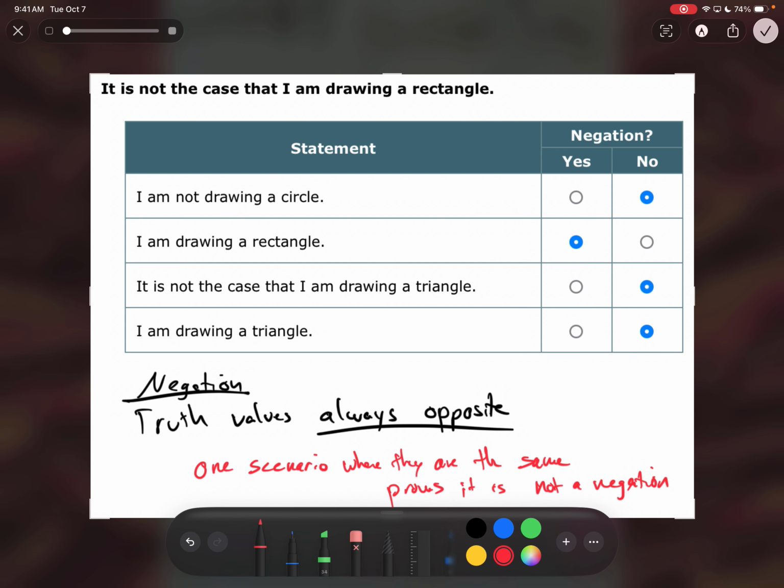But our original statement, it is not the case that I am drawing a rectangle. Okay. Bless you. So if we thought about this and just came up with our own, it is not the case that I am drawing a rectangle.